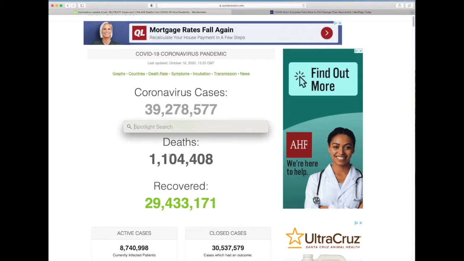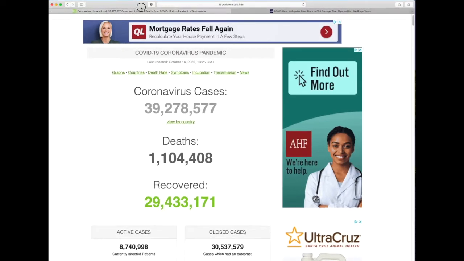But wait a minute. That is including all the people who just got COVID. That's not including what's going to happen to those people. You know what I'm saying? Like, are they going to live or are they going to die? This is also not including the approximately 1/3 of people who have supposedly recovered who have long-term debilitating symptoms that affect their life.